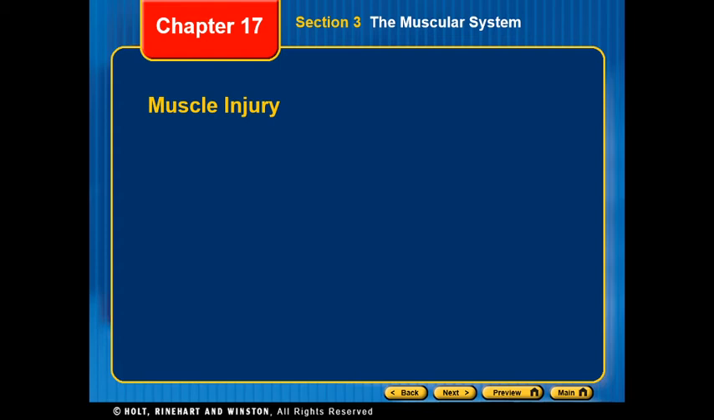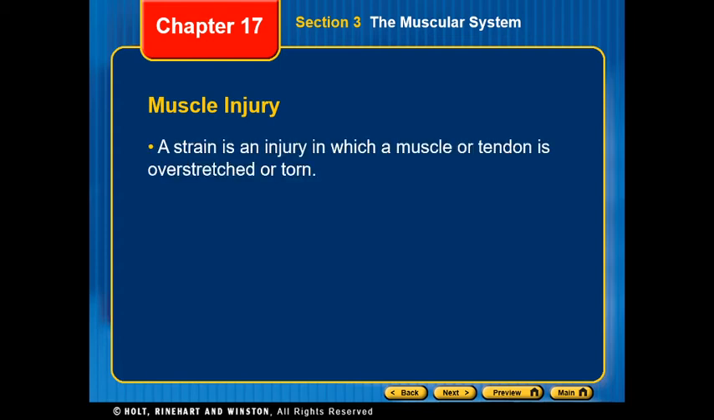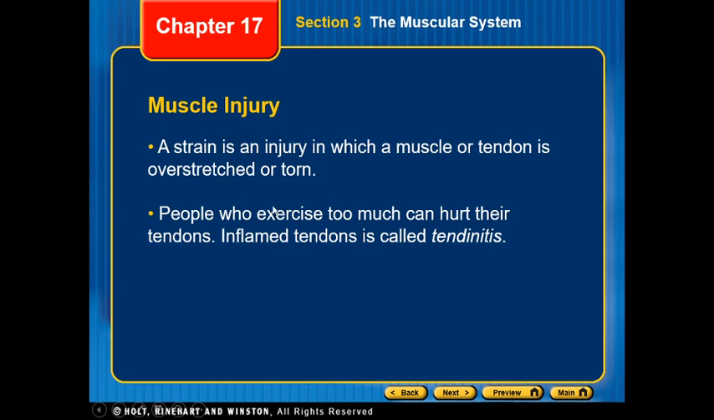Now, there are different kinds of muscle injury. One muscle injury, you call it strain. Strain is an injury in which a muscle or tendon is overstretched or torn. Another injury is tendinitis. People who exercise too much can hurt their tendons. Inflamed tendons is called tendinitis. So when your tendons are inflamed, you will have tendinitis.